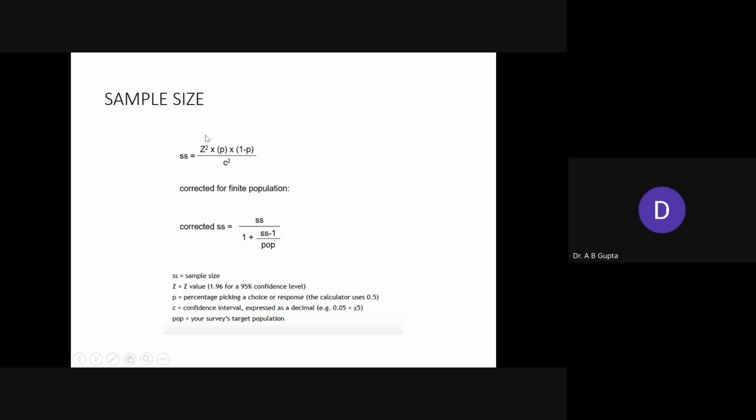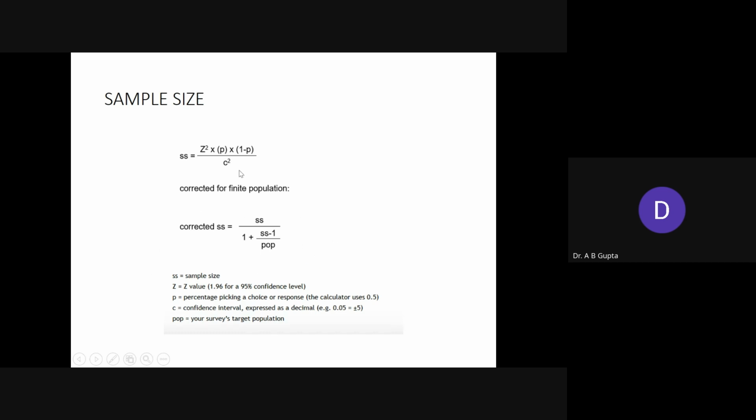First, you find the sample size for the infinite population. So you have found the SS. Then you put here SS divided by 1 plus SS minus 1 divided by population. So if there is a finite, fixed population, you will be able to find the sample size by using this formula.